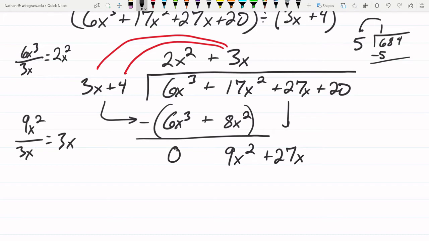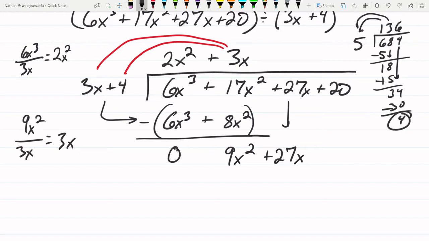That gives us 1, bring down the next one, 18. 5 can go into 18 3 times, 3 times 5 is 15, subtract, giving us 3. Bring down the next term. 5 can go into 34, I don't know, 6 times. 6 times 5 is 30. We get 4 as a remainder.